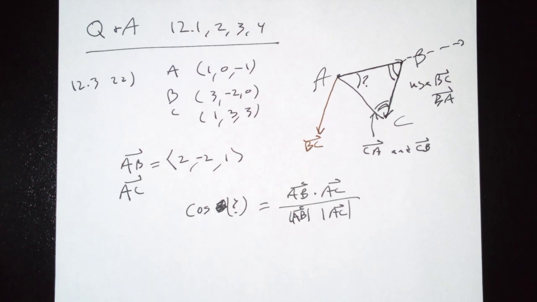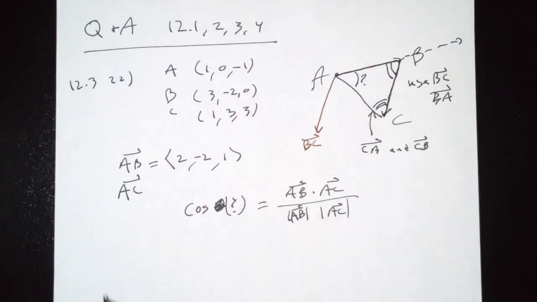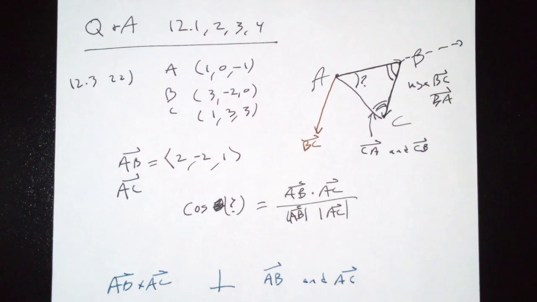So after you get that vector, yes, you use it to find the area of the triangle. I don't have to use it to find the area of the triangle. Oh yeah, once I find part B, it said find the area of the triangle, right? So AB cross AC is perpendicular to AB and AC. Therefore, it is perpendicular to the plane containing them.